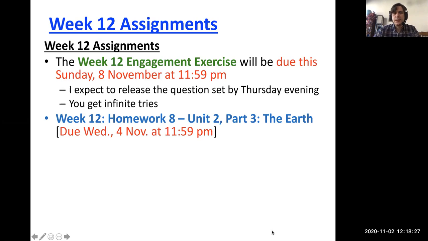So in week 12, that's this week, we have homework 8, unit 2, part 3 due. So on the 4th of November, this Wednesday, you have homework 8 due. So please keep that in mind. Don't miss this. There are only a couple of homeworks left on the schedule.